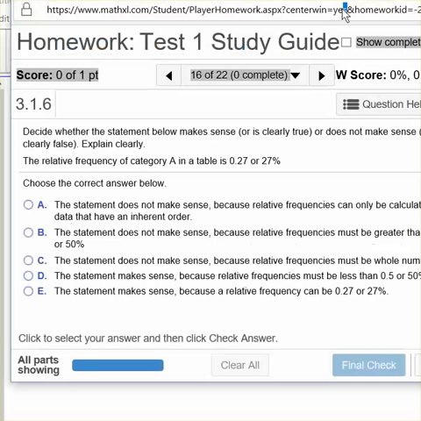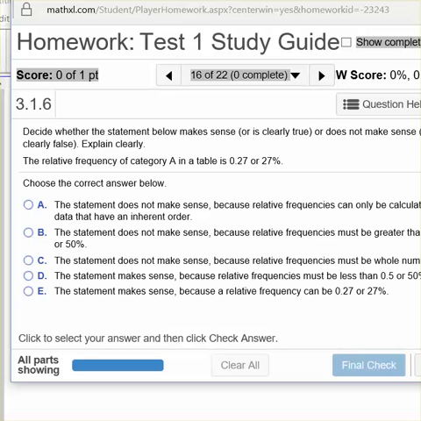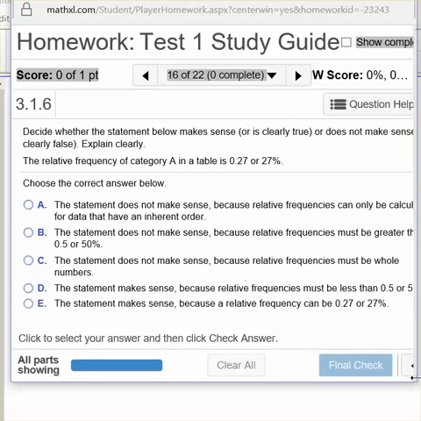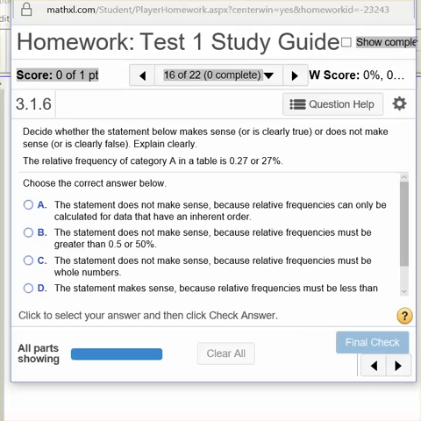All right, back to our problem here. This is from our study guide, which I do suggest that you take some time and review before you take test 1. This question says, decide whether the statement below makes sense or is clearly true, or does not make sense or is clearly false. Explain clearly. The relative frequency of a category A in a table is 0.27 or 27%.